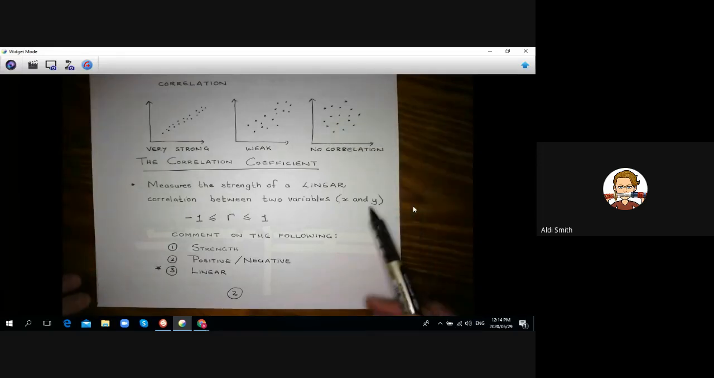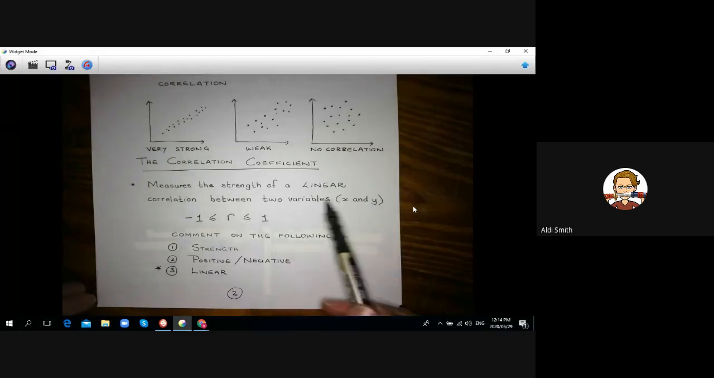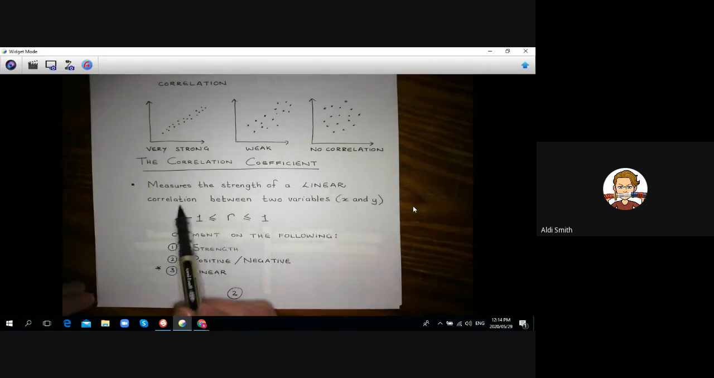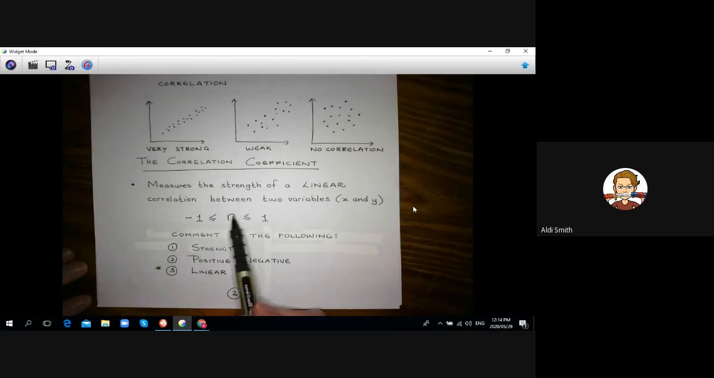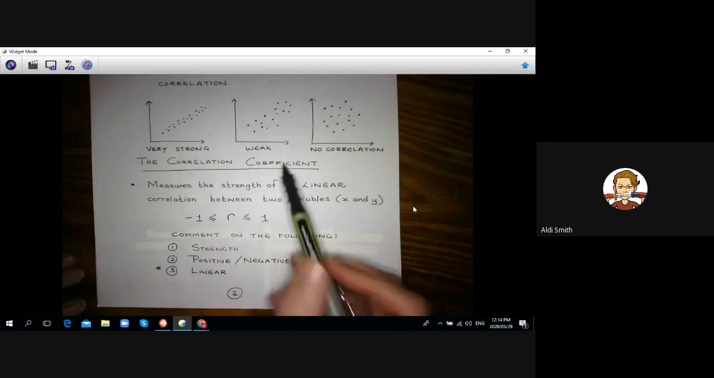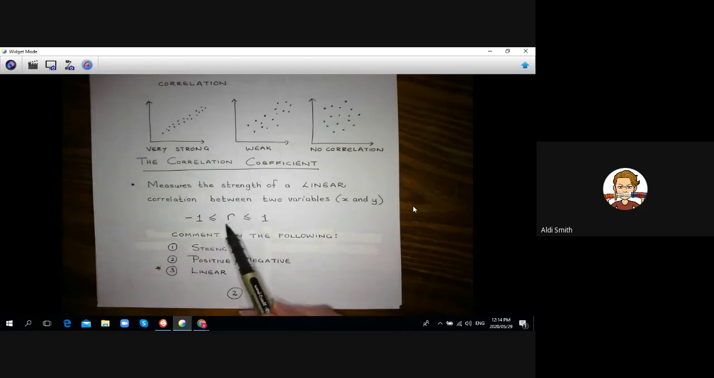So if we have all of those x, y variables, we can measure the strength of the linear correlation. And like I said, we're only going to look at linear correlations. We're not going to look at non-linear correlations. And we determine that by looking at R. R refers to the correlation coefficient. So that R is the symbol for the correlation coefficient.